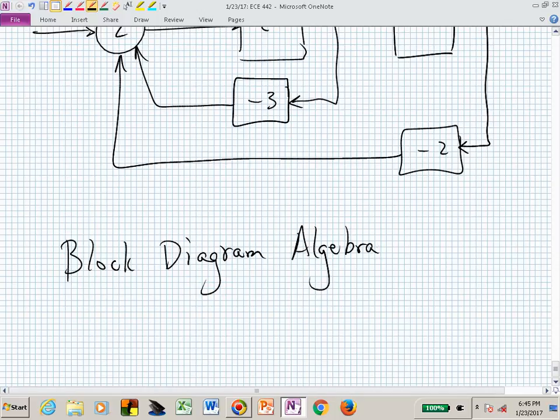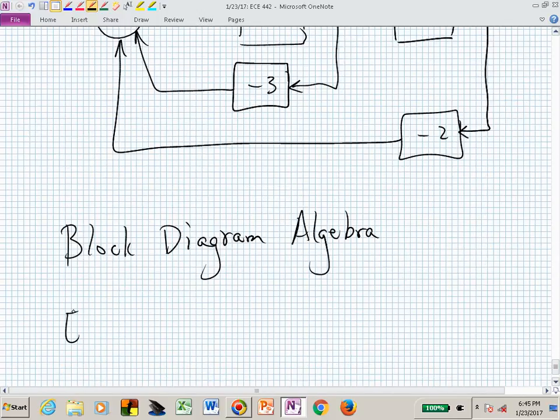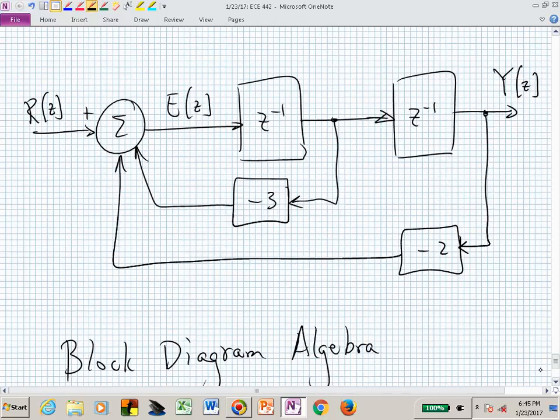Block diagram algebra. We can solve for E, which is the output of this summing junction. E of Z is now R of Z minus, do you see it's minus 3 Z to the minus 1 E of Z? And it's also minus 2 Y of Z, but Y of Z is Z to the minus 1, Z to the minus 1 E of Z.